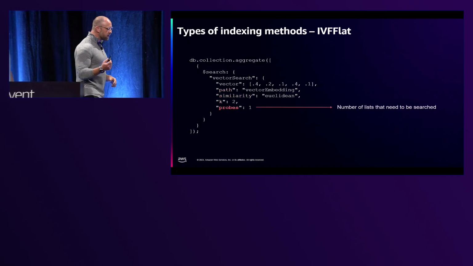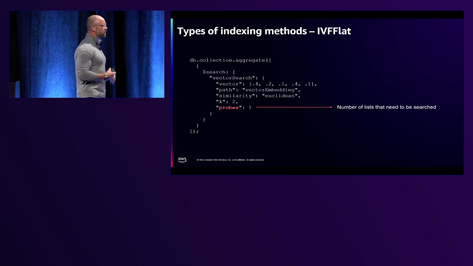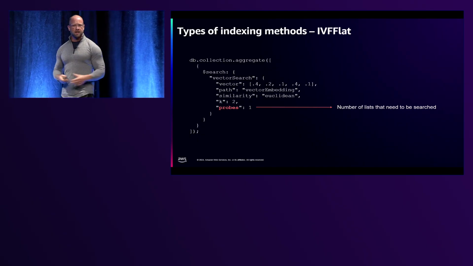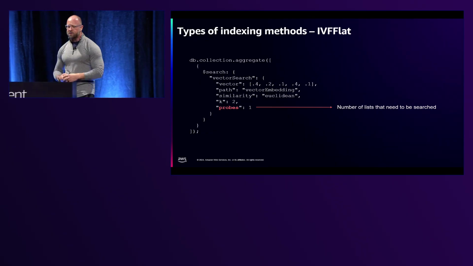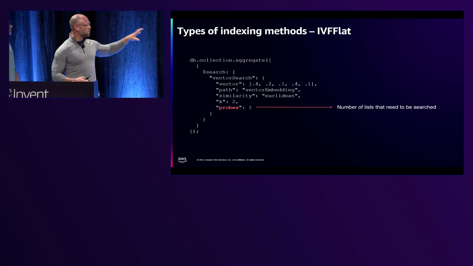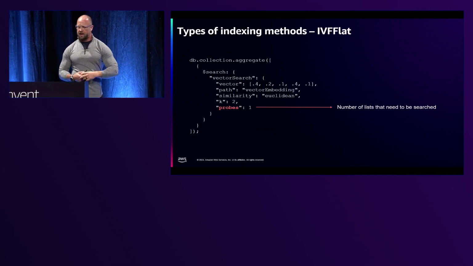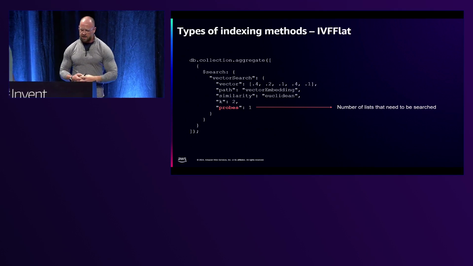Probe. Probe is one that's extremely important here when you're running your query. Probe is going to tell you, well, how many lists do I want to consider when I'm looking for my answers? Now, here in this example, we're confining our query to look at just one list, and I'm going to ignore any other neighbors.